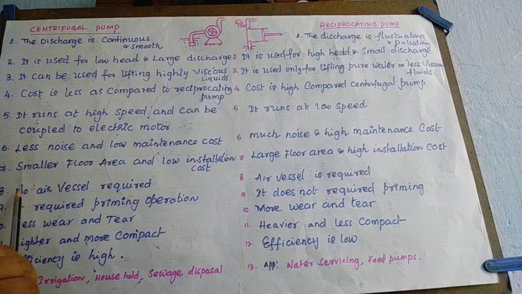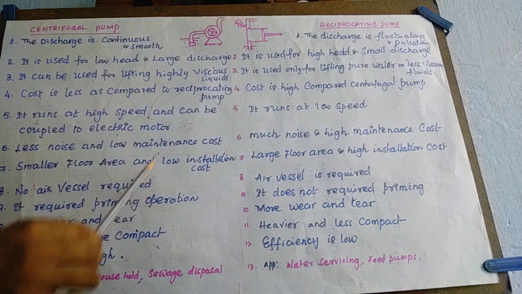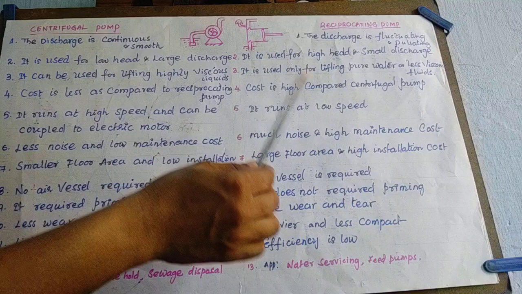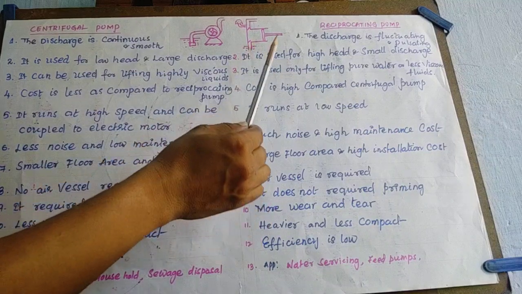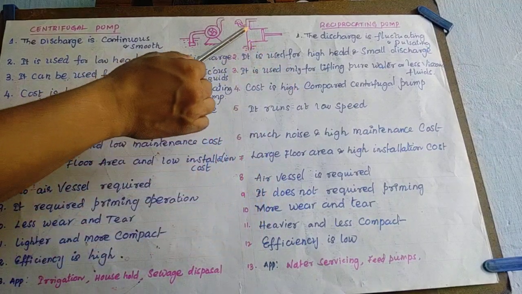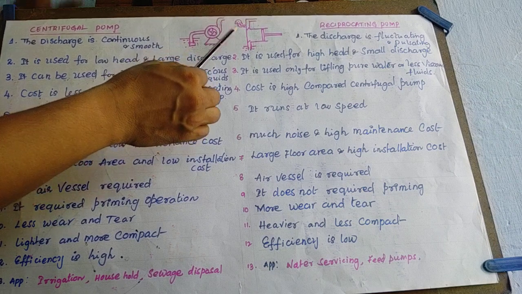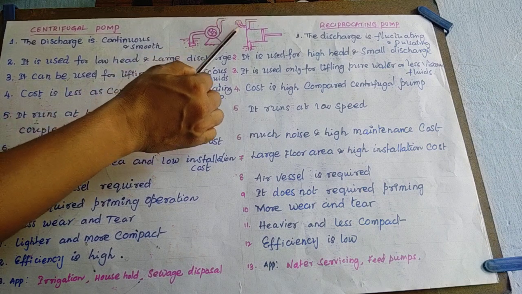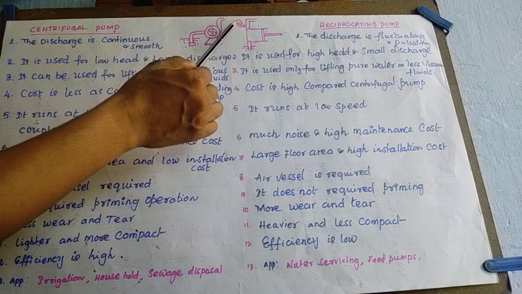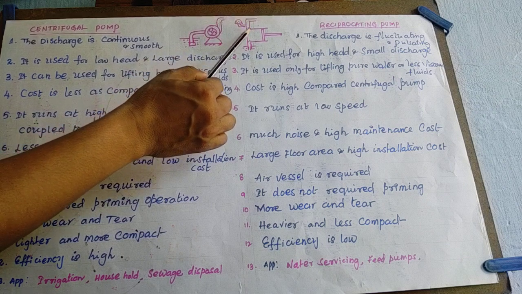And coming to the next one, no air vessel is required. Here no air vessel is required, but here air vessels are required. What is the air vessel? Here one pipe is there, that is the air vessel. This is a dome-shaped container in which water is supplied during the discharge stroke.